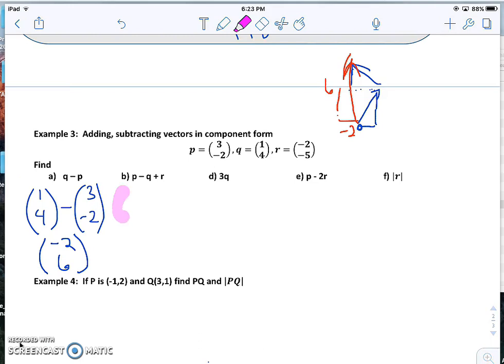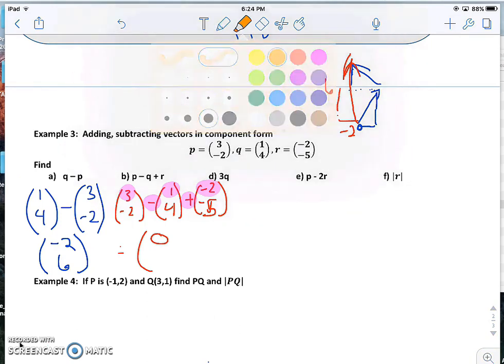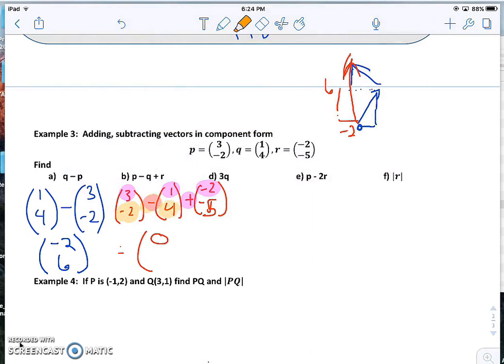So for this one, P is 3, negative 2, minus 1, 4, plus negative 2, negative 5. So we take our x's. 3 minus 1 is 2, plus negative 2, so that would be 0 for our x. And then if we do our y, we have negative 2 minus 4, so negative 6, plus negative 5 is negative 11.